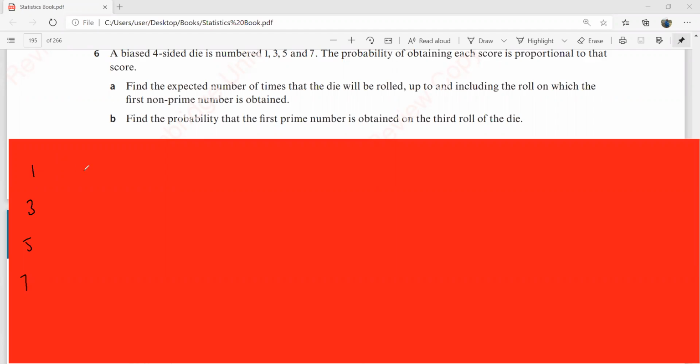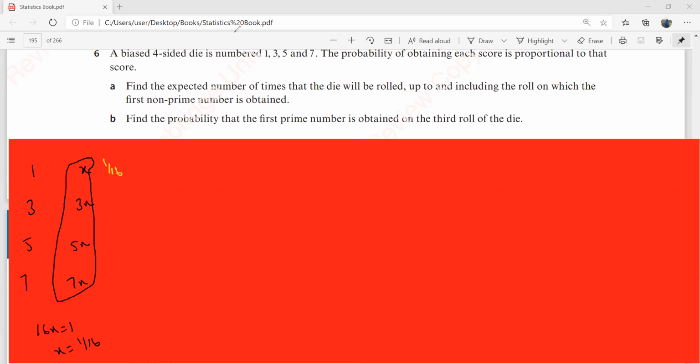So we can suppose that this probability is going to be x, this is 3x, this is 5x, and this is 7x. And since the sum of all these probabilities is 1, you can add all of them, which is 16x, and you put that equal to 1. This gives you x as 1 over 16. So therefore, now you have the probability of getting this 1 is 1 over 16.